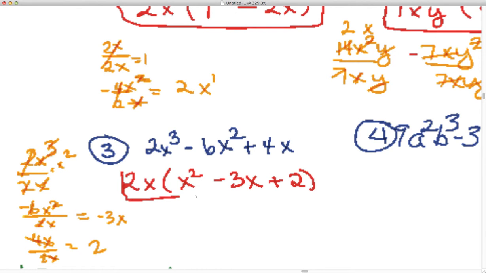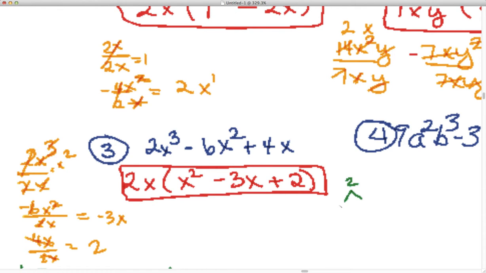Now technically, since we're just doing factoring out the greatest common term, we're done. But what should happen is you should check to see if this trinomial has any factors. And if you take the time to watch the factoring by grouping video, the factors of positive 2 that add up to a negative 3 would be negative 1 and negative 2. They multiply to give you a positive 2, but add up to give you a negative 3. So then you would break up that middle term into those two terms.